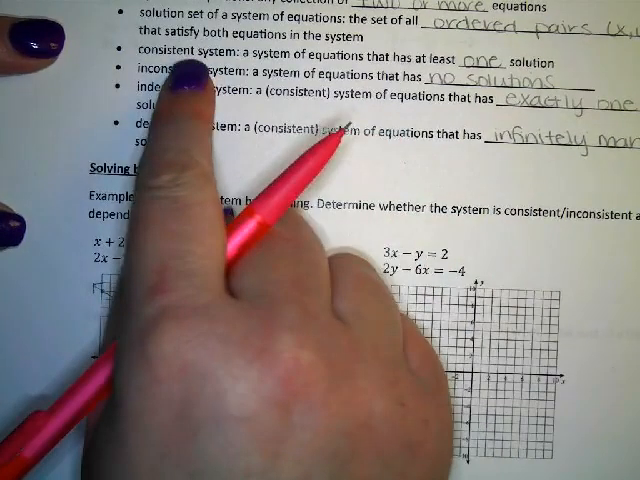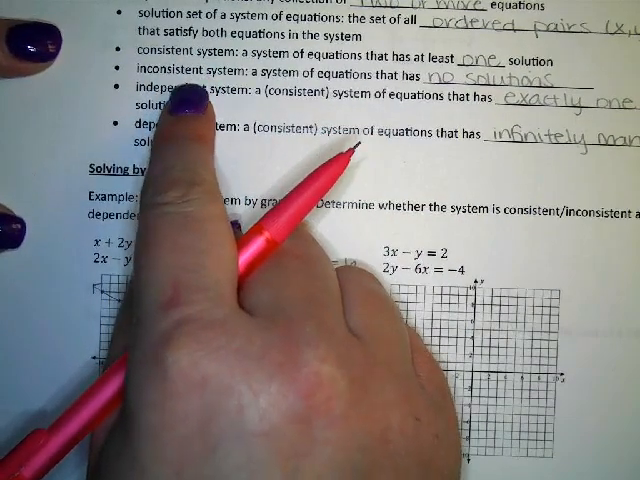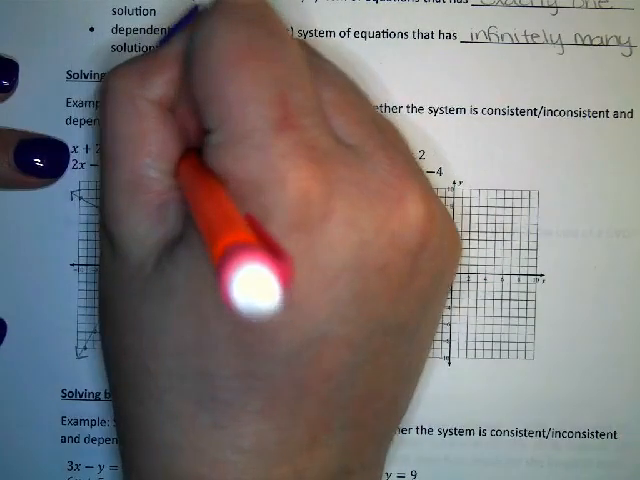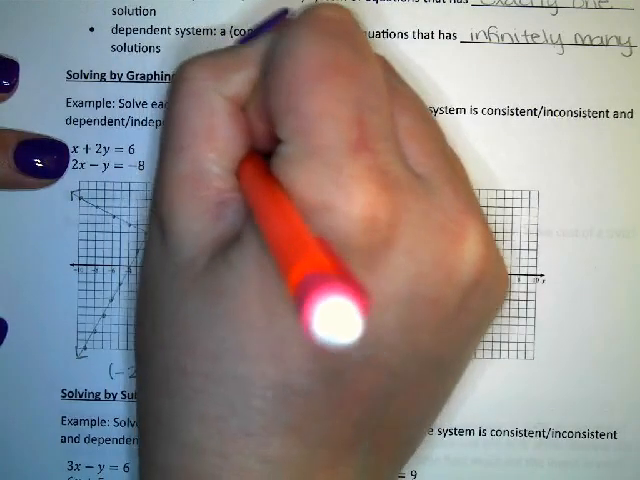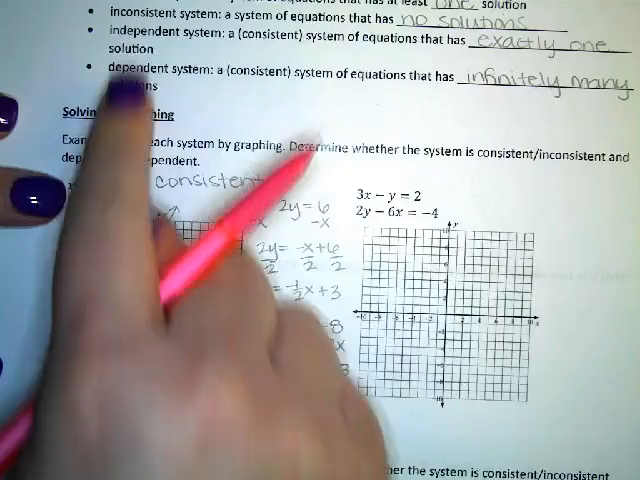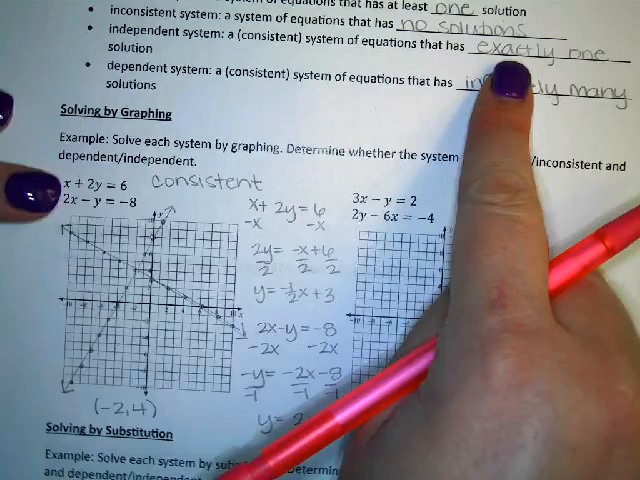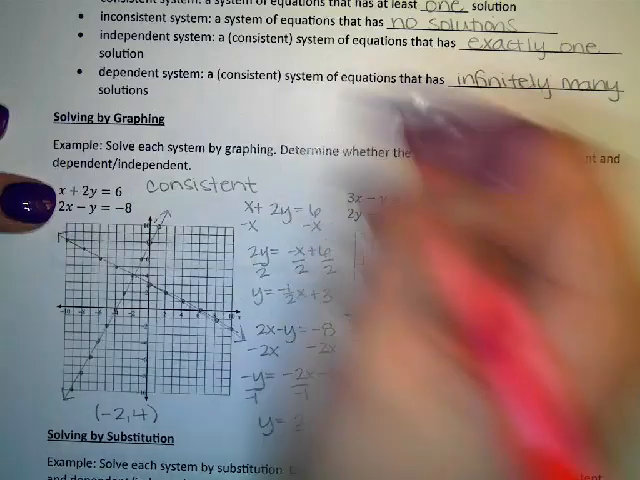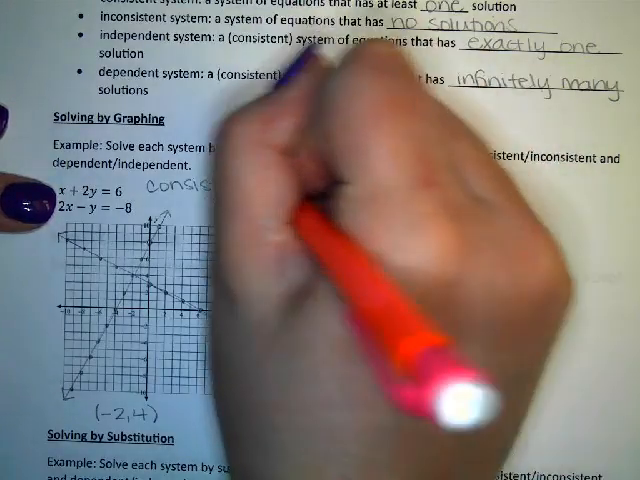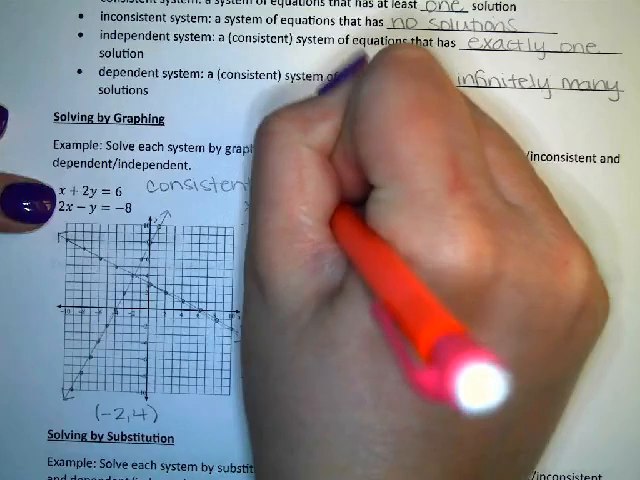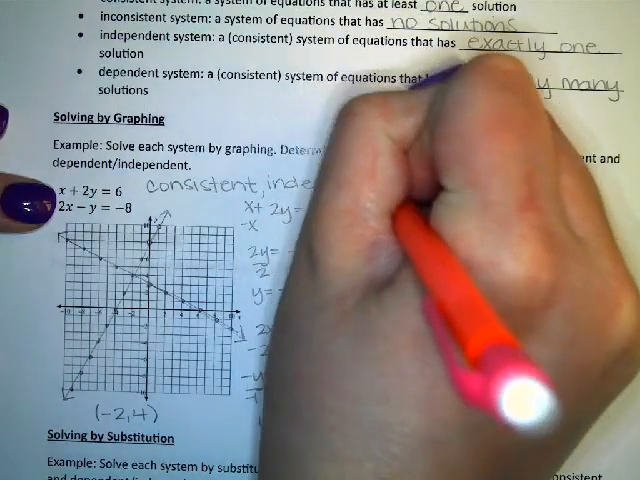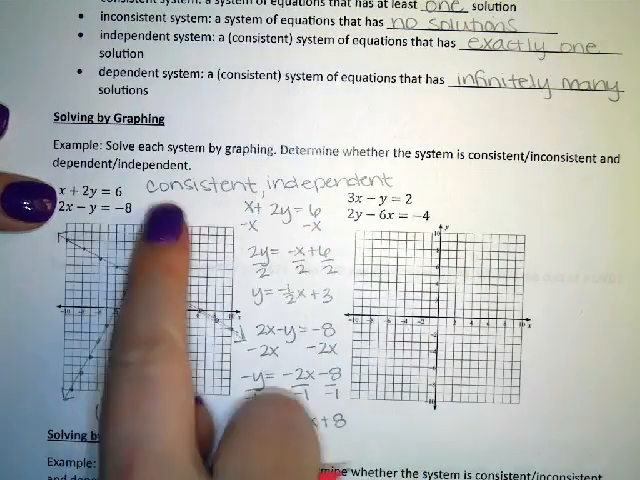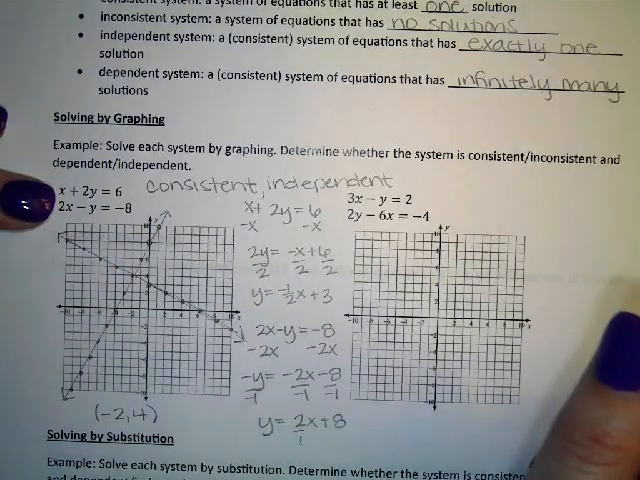So here, a consistent system has a solution, an inconsistent system does not have a solution. So this system is consistent. And then an independent system has exactly one solution. A dependent system has infinitely many solutions. And this has exactly one, and so we're going to say independent. So this solution to the system meant that the system itself was consistent and independent.